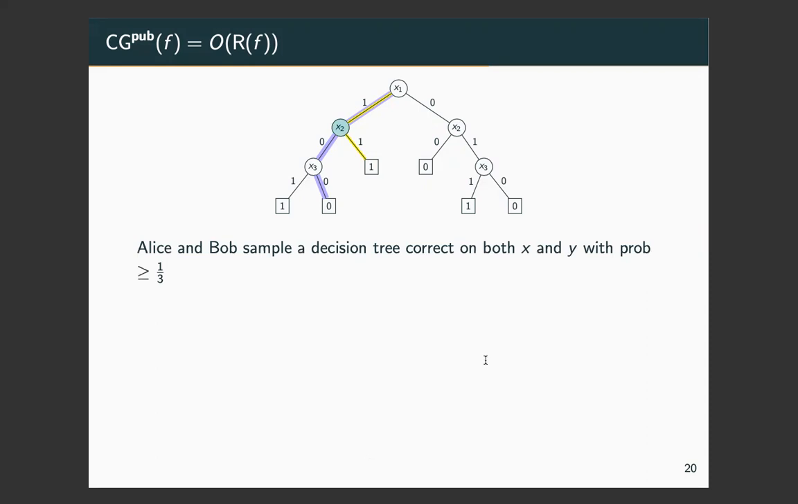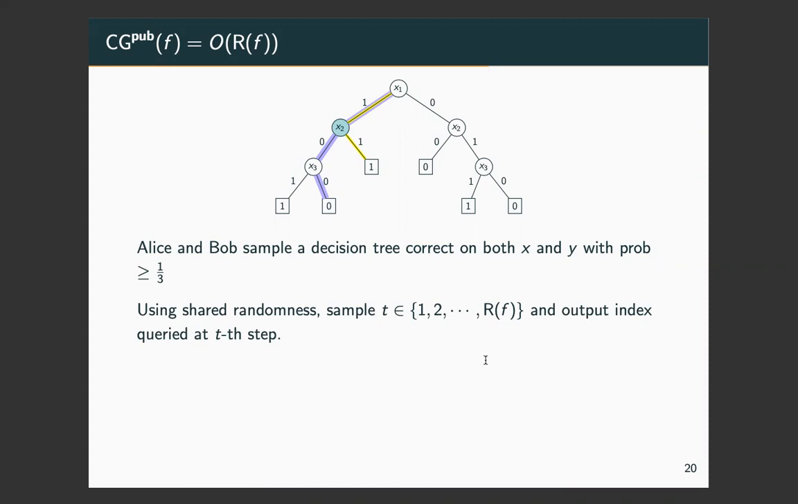Using shared randomness, Alice and Bob sample a deterministic decision tree according to the probability distribution given by the optimal randomized decision tree. Now, the probability that this decision tree is wrong on X is at most 1 by 3, and the probability that it is wrong on Y is at most 1 by 3. This means that the probability that it is wrong on either of them is at most 2 by 3, and thus with probability at least 1 by 3, the sample decision tree is correct on both X and Y.